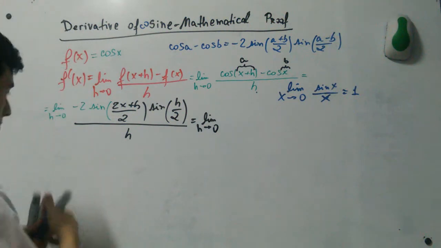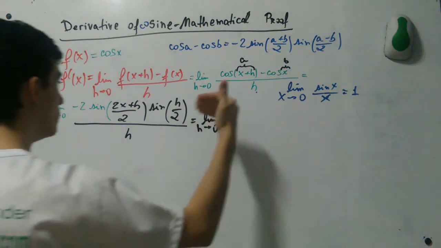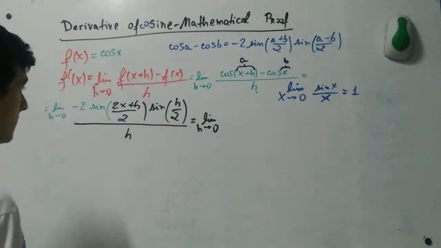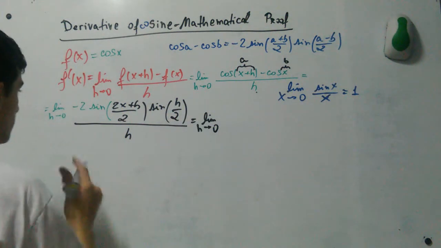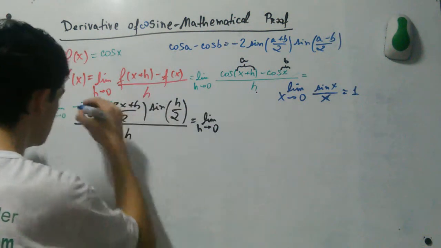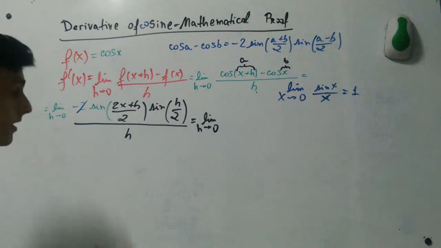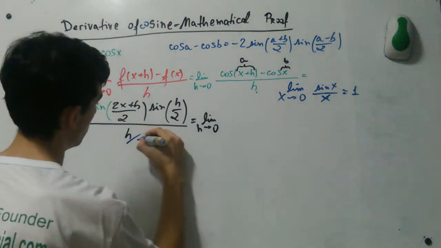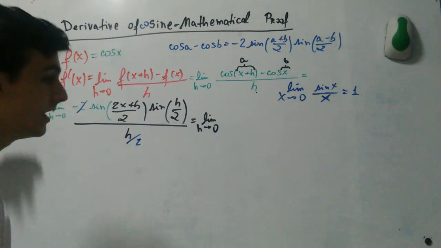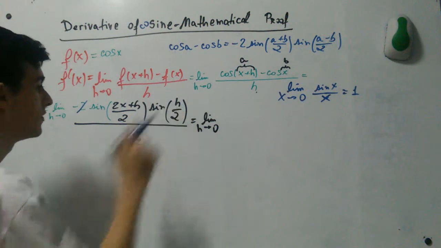What we're going to do is, if we divide both the numerator and the denominator by 2, nothing changes. So if we divide the whole numerator by 2, this 2 cancels out. And when we divide the denominator h by 2, we get h over 2. We divided both the numerator and denominator by 2. So here we have h over 2, h over 2.